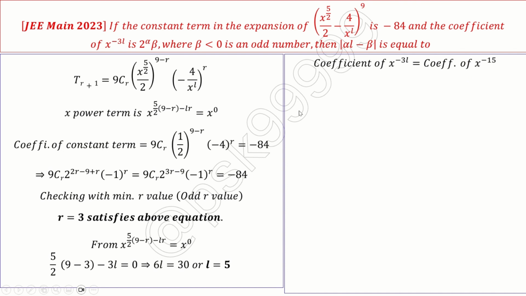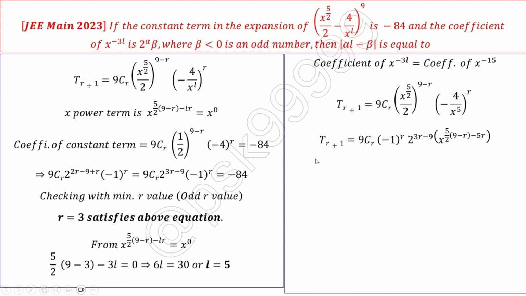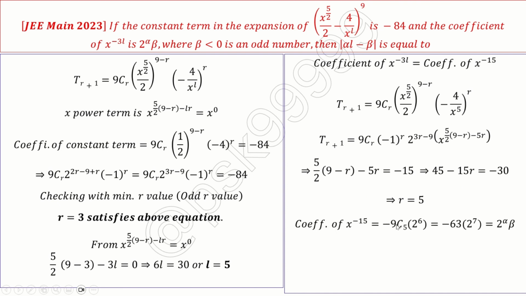So how do you get it? Again, take the common term, and substitute the R value and the L value. My power is 5 by 2 into (9 minus R) minus 5R equal to minus 15, because I am looking at the coefficient of x to the power of minus 15. If I solve this, R equals 5. So I get the x to the power of minus 15 term. Now my coefficient is nothing but minus 9C5 times 2 to the power of 6. This is equal to minus 63 into 2 to the power of 7.